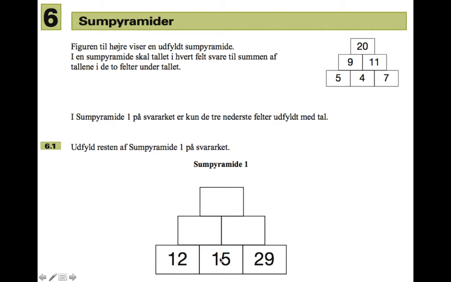Okay, so 12 plus 15 makes 27. 15 plus 29 makes 44. And 27 plus 44 make 71. 3 easy marks there.